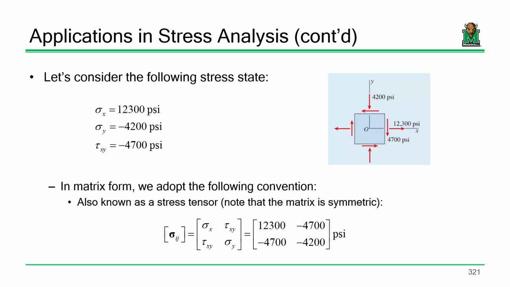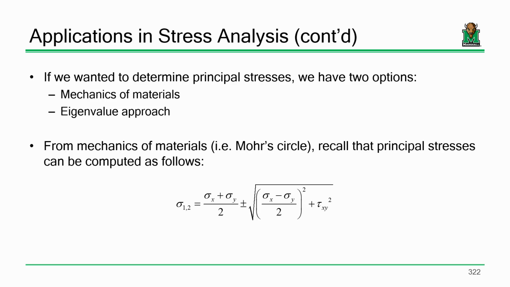It's just stresses written in a matrix format, okay? So I propose to you this is our stress tensor. Now, when we're dealing with a two-dimensional stress state, we have two different ways that we can determine principal stresses. We're going to get the same answer.